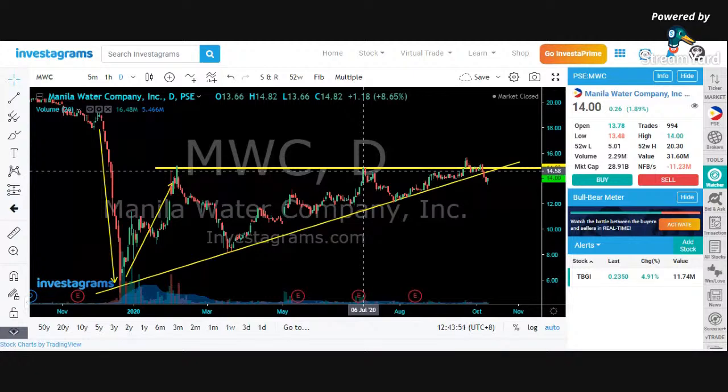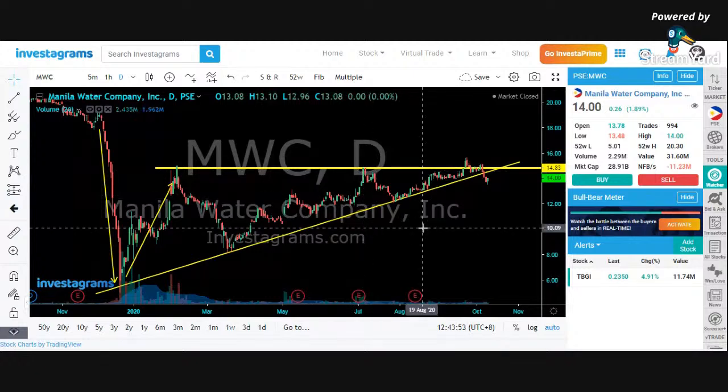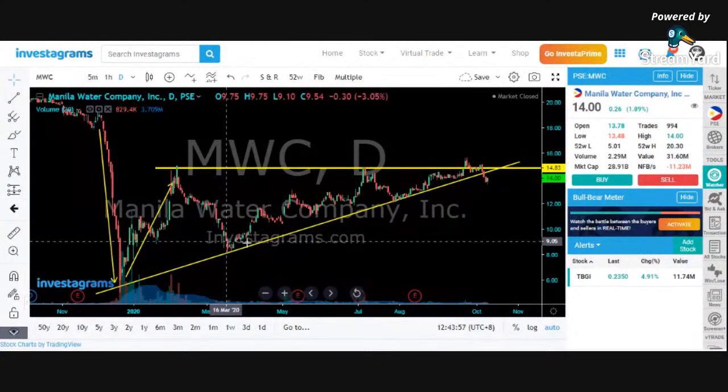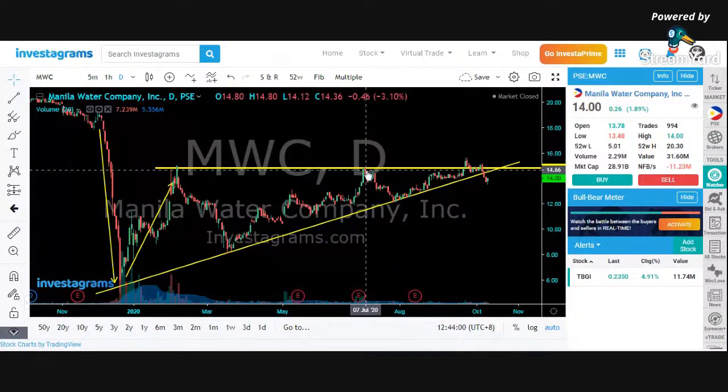So be aware of that. Kung nakabili kayo dito sa may pinaka-bottom, and if you see this area ay hindi na nabreak, ibig sabihin, the seller is the winner. So you need to sell it. Ibebenta na ninyo yan.